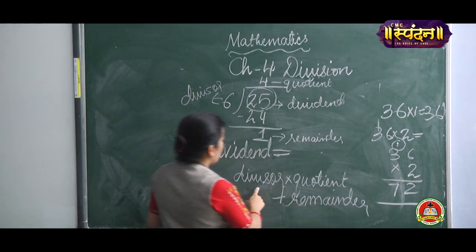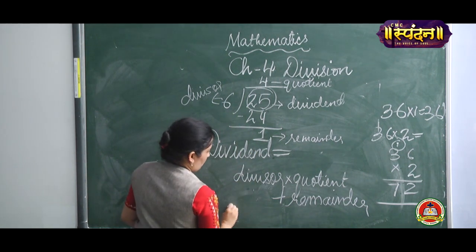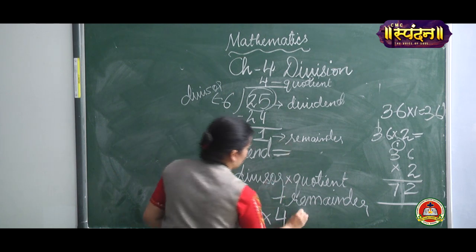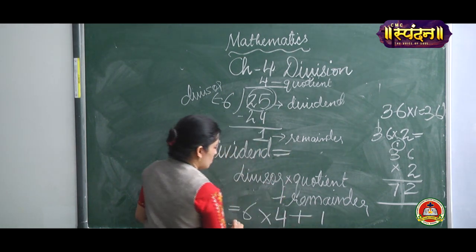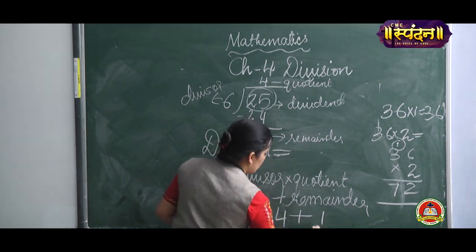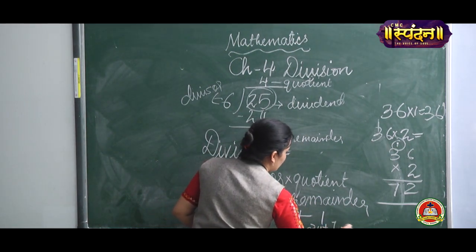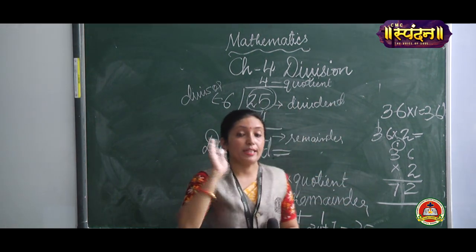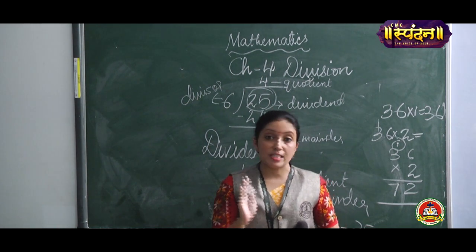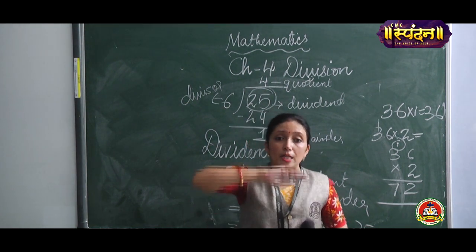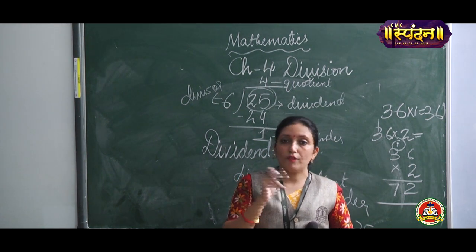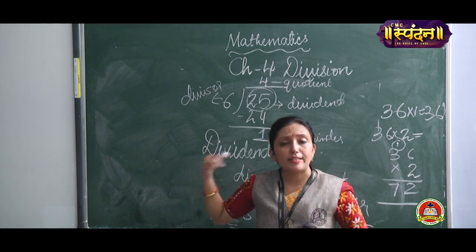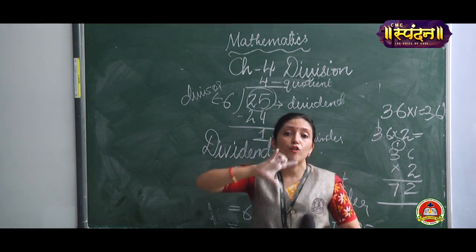Okay, so what is my divisor here, children? 6. Yes. What is my quotient here? 4. Yes. What is my remainder here? 1. Yes. So 6 fours is 24. Yes. What is plus 1? 25. So is it equivalent to my dividend? Yes. I have got 25. It means my answer is correct, because this is the method to check whether the answer is correct or not. Even for large numbers, as I have taken a small number here, it becomes a little easier for you to understand.